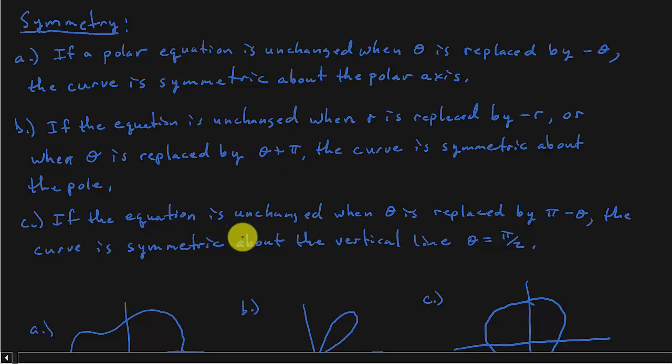And then if the equation is unchanged when theta is replaced by pi minus theta, the curve is symmetric about the vertical line, y equals pi over 2.